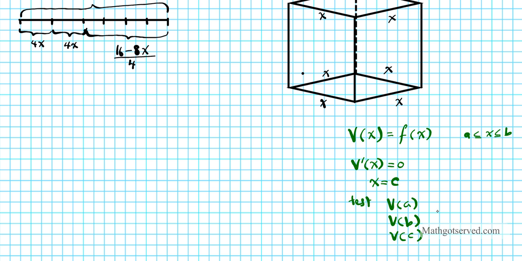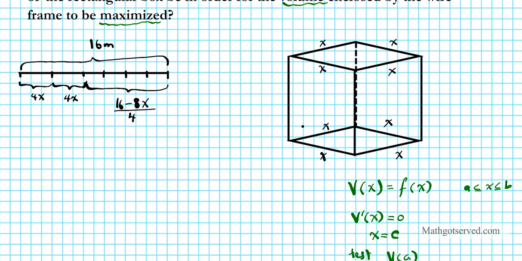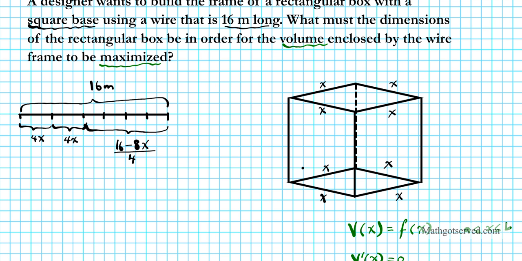All right, so that's the whole idea here. Okay, so let's go back to this problem. In this problem, we can reduce this portion 16 minus 8x over 4. Actually, that's for each segment, so let's not get this confused. So each segment is going to be that measure.